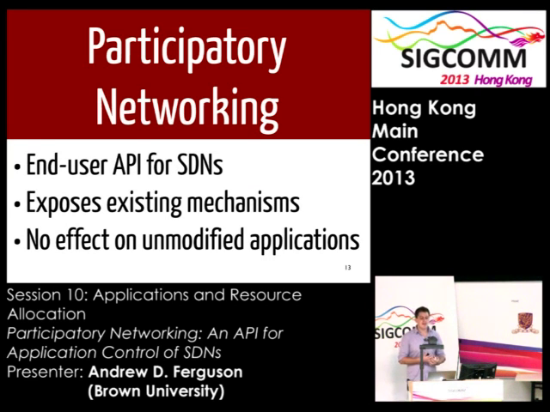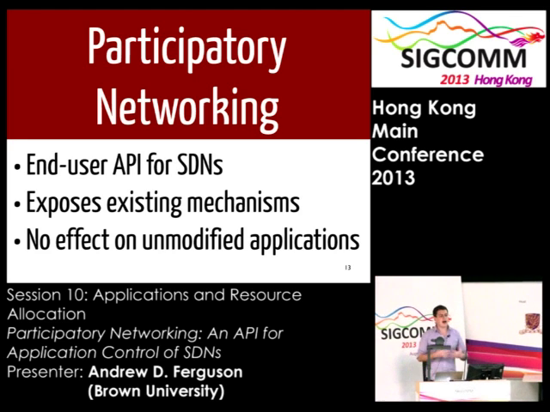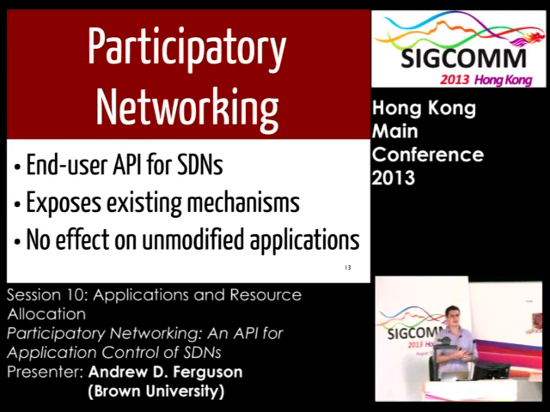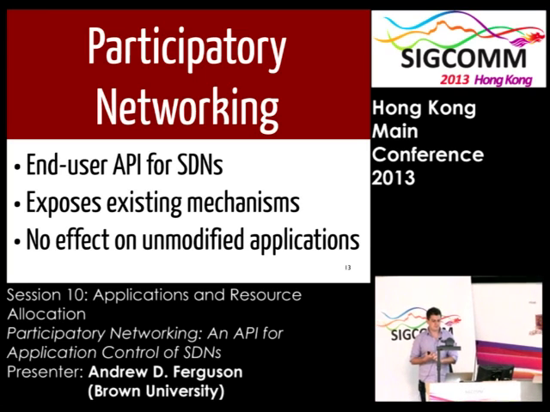Participatory networking introduces an end-user API, or set of system calls for software-defined networks. It's not proposing any new mechanisms for network resources, such as QoS, or for access control or routing. It's simply allowing the end users and their applications to make use of those already there.